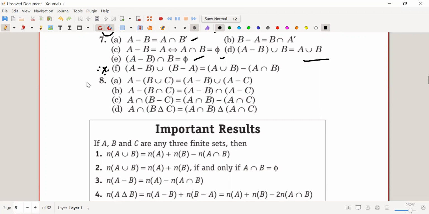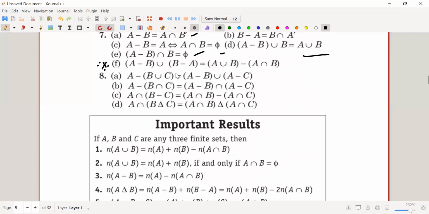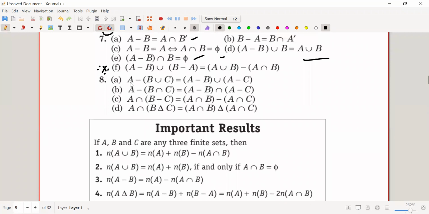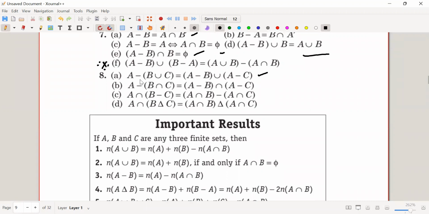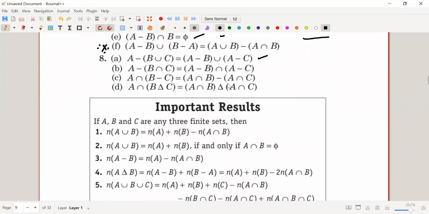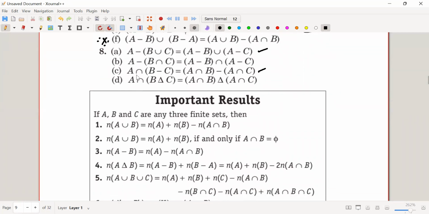A difference B union B difference A is equal to A union B difference A intersection B. Yes, it's a distributive property, the distributive property of set differences. A difference B union A difference C, then A difference B intersection A difference C. A intersection B difference C is the same.